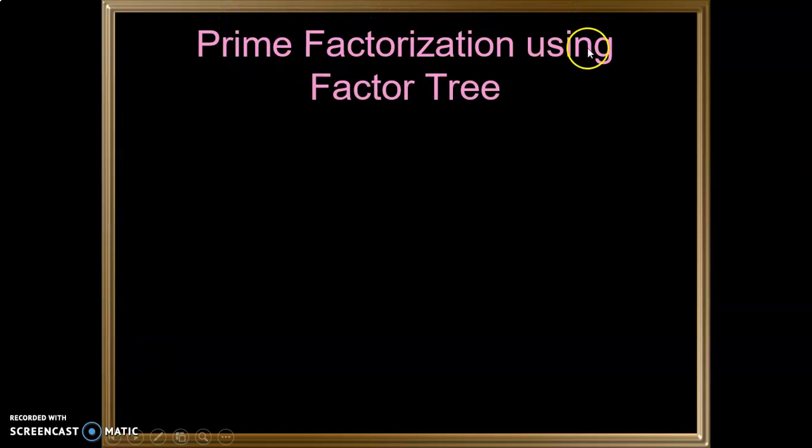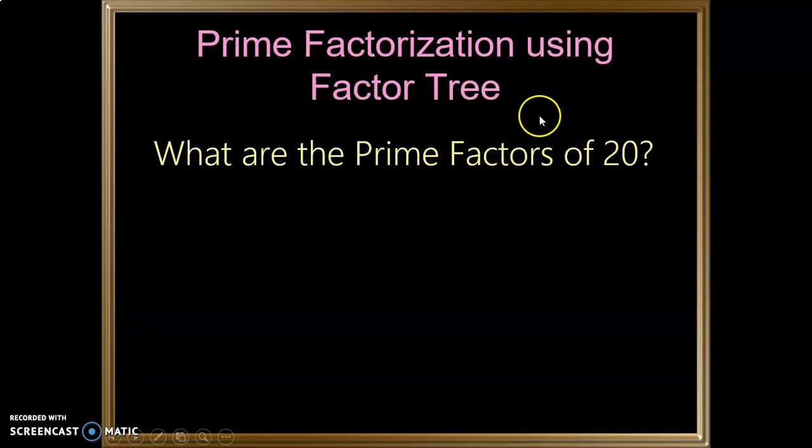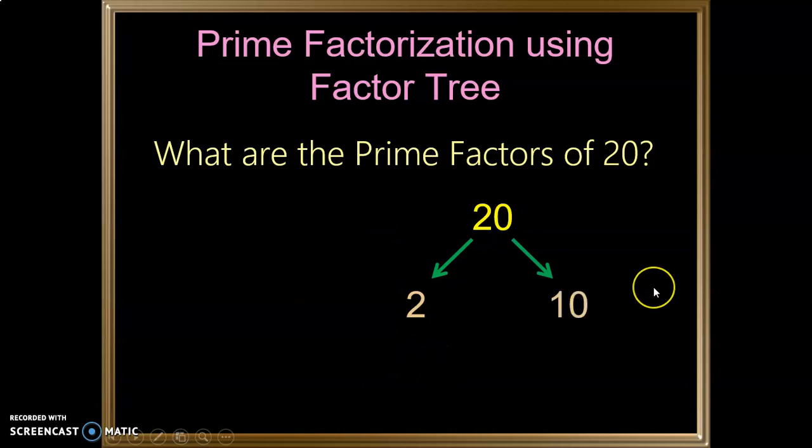So, prime factorization using a factor tree. What are the prime factors of 20? We have here 20. What two numbers can you multiply to get 20? Yes, it is correct. 2 times 10 is equal to 20, right? So we have here 10.